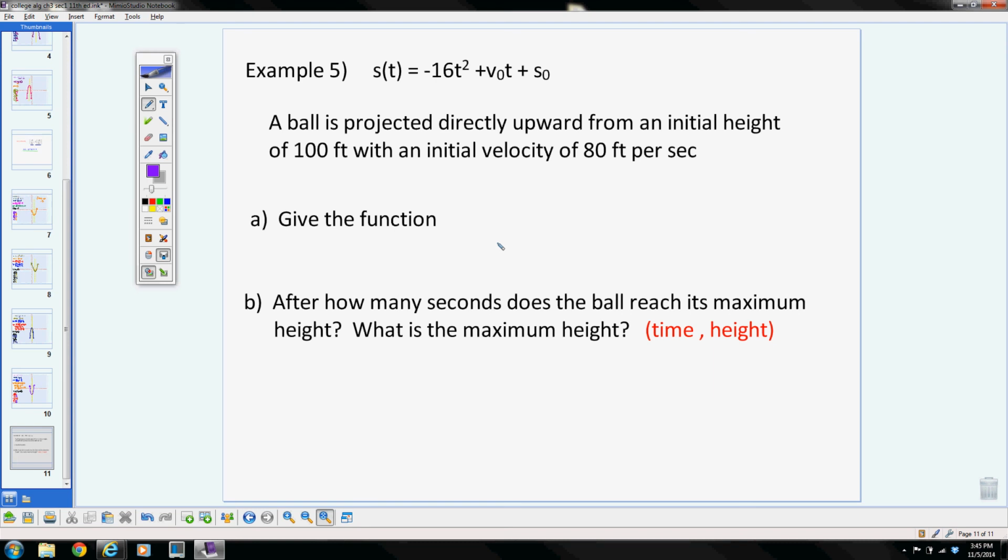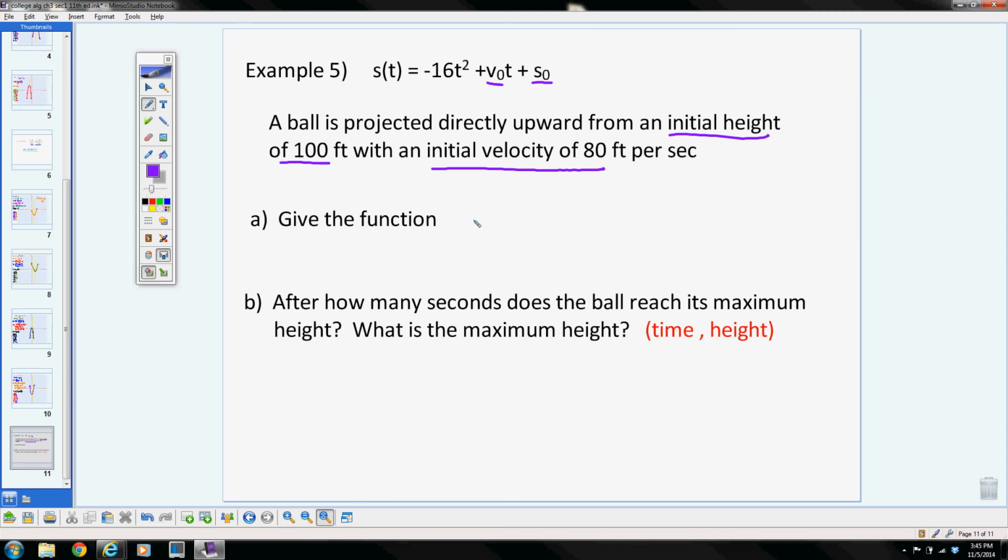Right, let's look at a word problem that deals with a parabolic function. It says a ball is projected directly upward from an initial height of 100 feet with an initial velocity of 80 feet per second. And the first thing says give the function. So what we need to do is plug in the v sub 0 and the s sub 0. V sub 0 is your initial velocity. So that's going to be 80. And the s sub 0 is your initial height, your original height, which is 100.